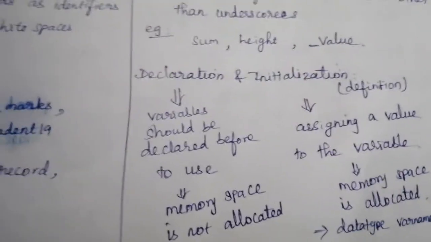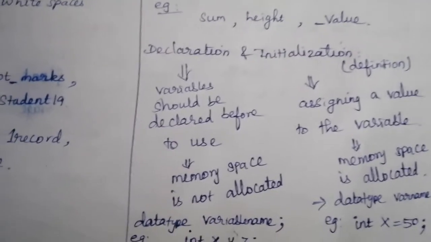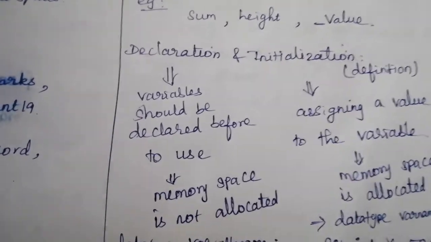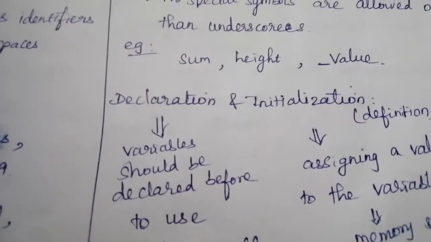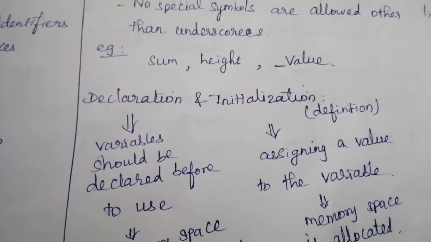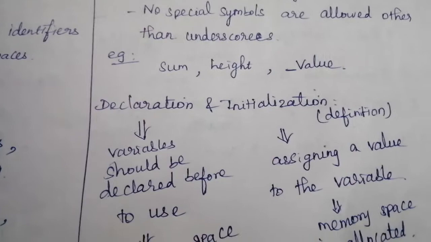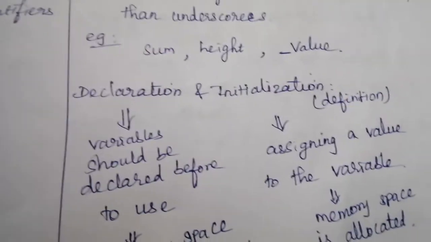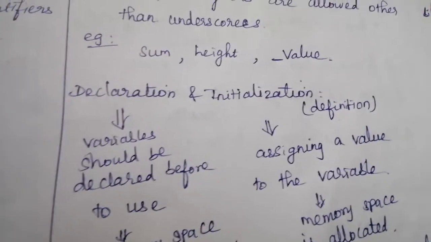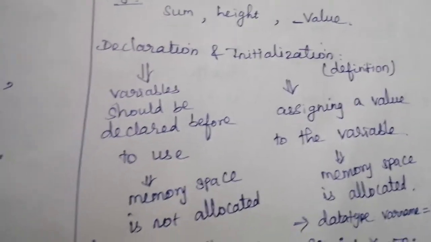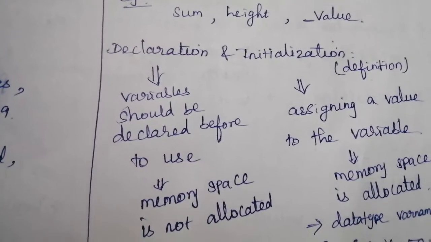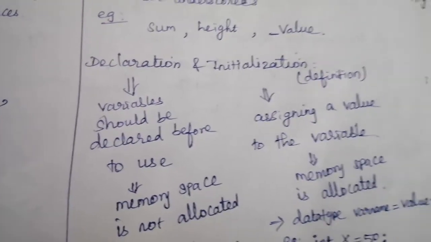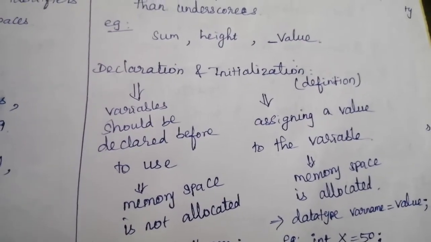Next we are going to discuss what declaration is and what initialization is. In every C program, variables must be declared before they are used. Initialization can otherwise be known as definition. What is initialization? Assigning a value to the variable is initialization. In declaration, while declaring the variable, the memory space will not be allocated. While initializing, the memory space is allocated.